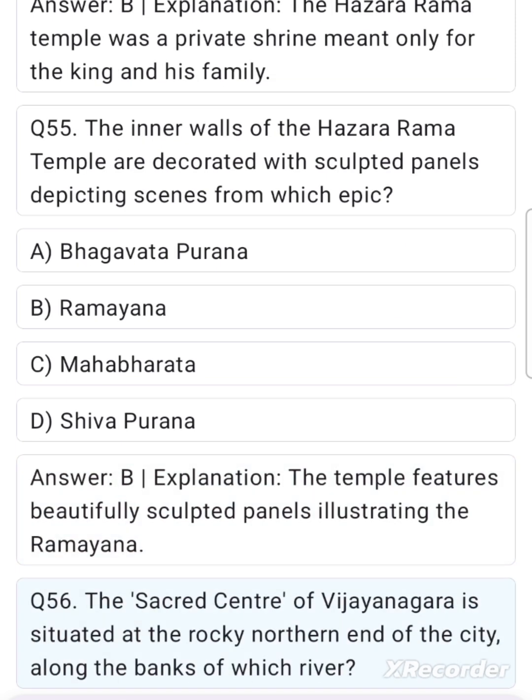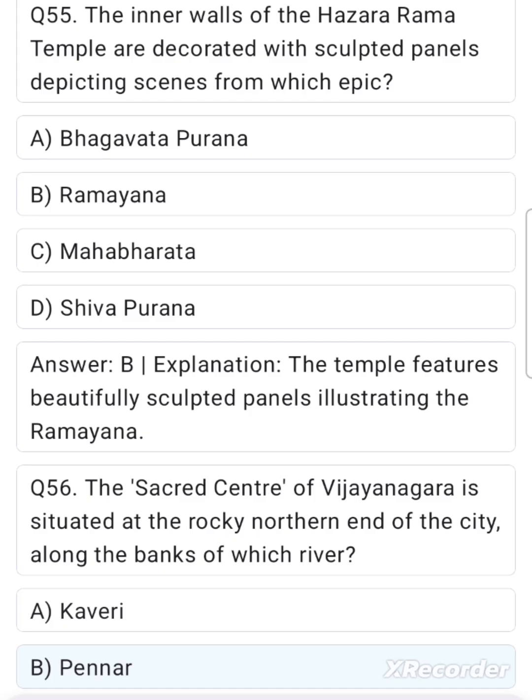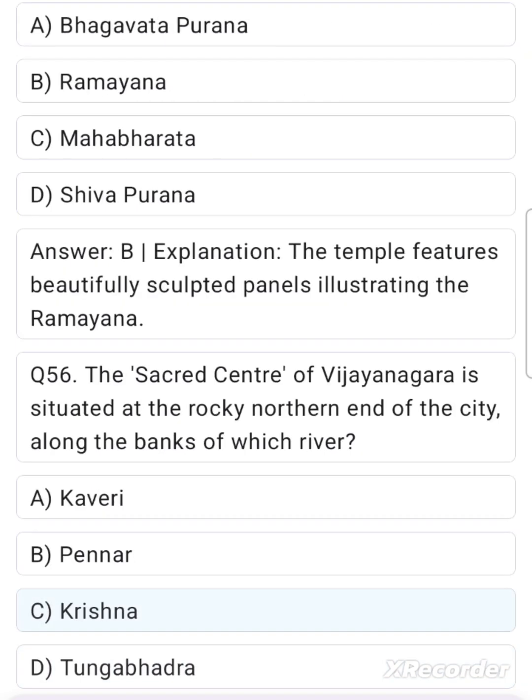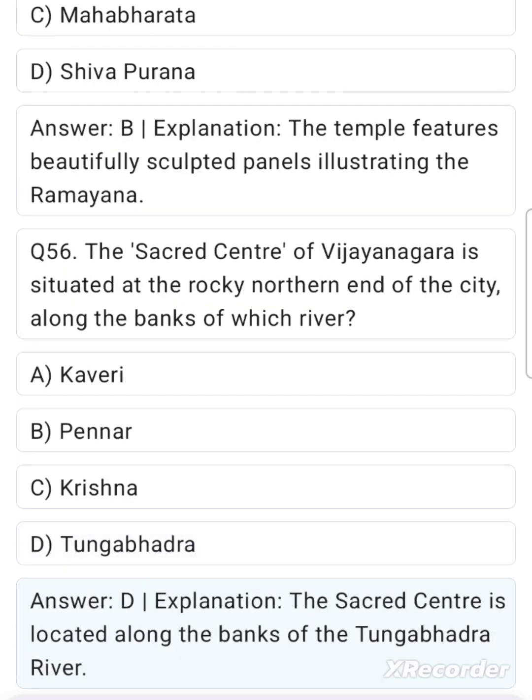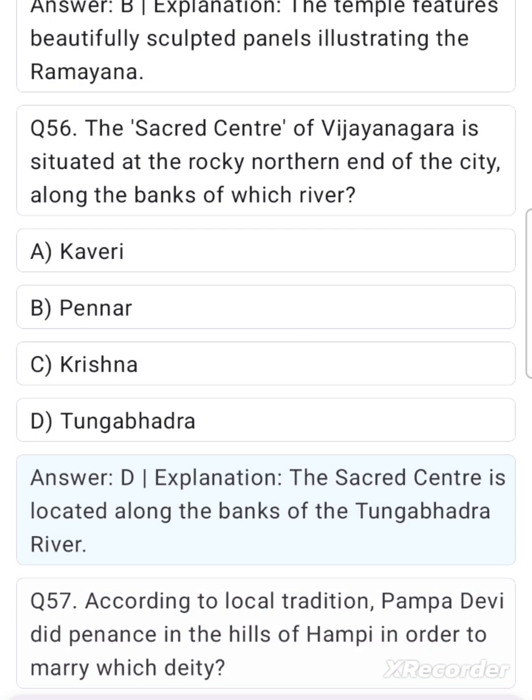Q56. The sacred center of Vijayanagara is situated at the rocky northern end of the city, along the banks of which river? A. Kaveri. B. Paynar. C. Krishna. D. Tungabhadra. Answer. D. Explanation. The sacred center is located along the banks of the Tungabhadra river.